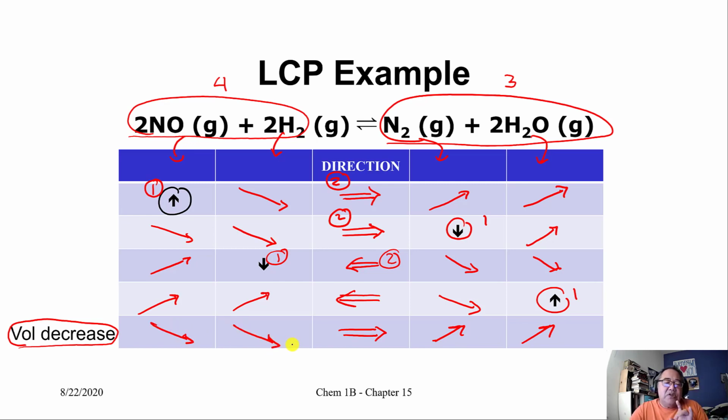Now, the same principle is true if I increase the volume. But in the case of increasing the volume, you're lowering all the concentrations because the volume's getting bigger. And so it'll shift to the side that has more moles. So if I increase volume, then it'll shift in that direction, and all the changes are then reversed.